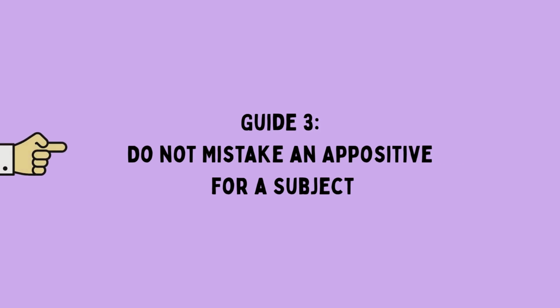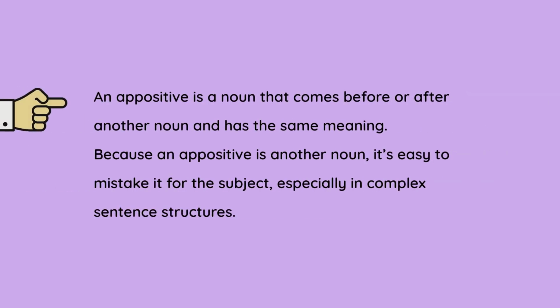Do not mistake an appositive for a subject. An appositive is a noun that comes before or after another noun and has the same meaning. Because an appositive is another noun, it's easy to mistake it for the subject, especially in complex sentence structures.